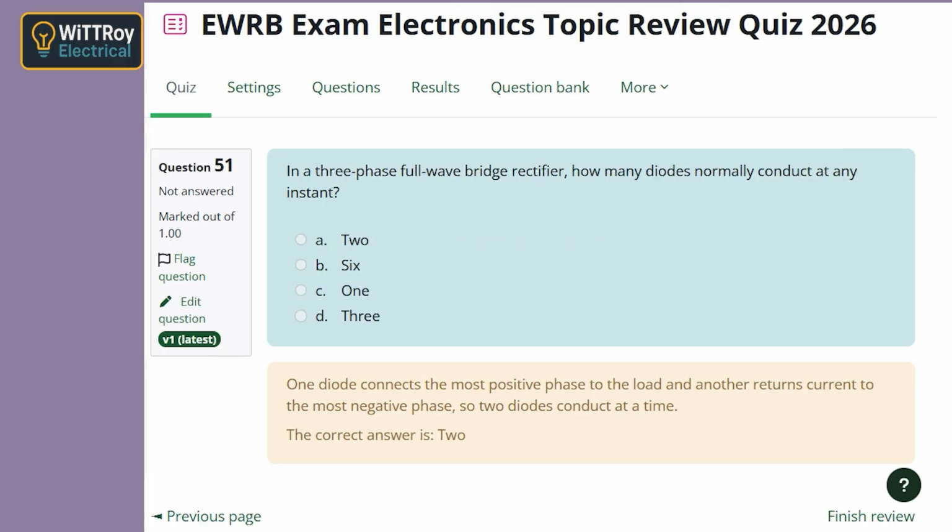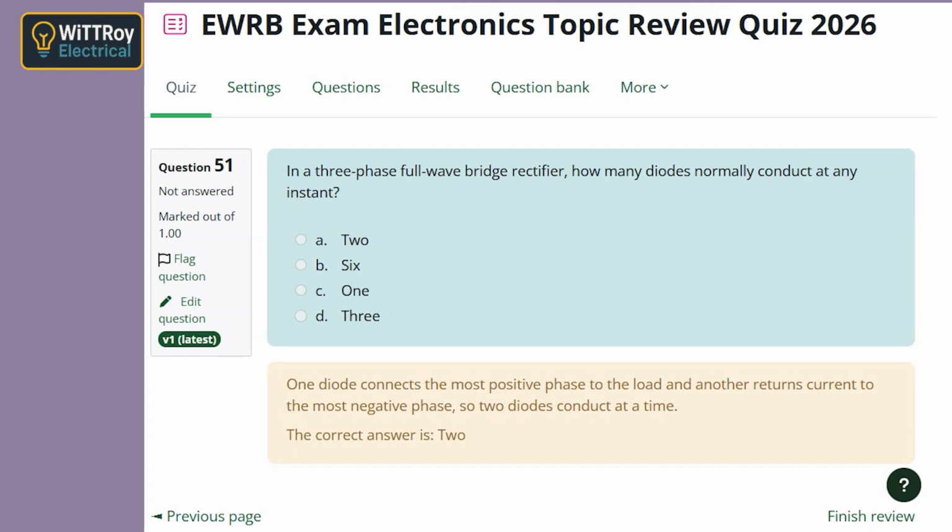Question 51. In a 3-phase full-wave bridge rectifier, how many diodes normally conduct at any instant? My answer was 2, 1 device from the upper group and 1 from the lower group. That one is correct. 1 diode connects the most positive phase to the load and another returns current to the most negative phase, so 2 diodes conduct at a time. Yes, and I think I could draw a simple diagram to show it.